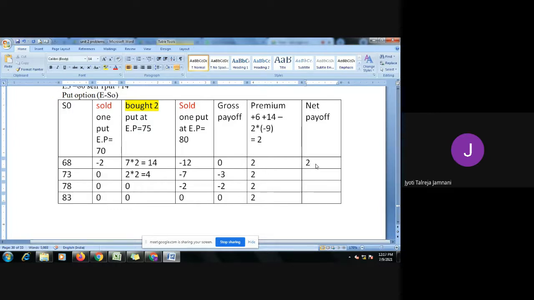Premium we are receiving is 2 rupees. So gross plus premium we are doing. Minus 3 plus 2 is minus 1 loss. Minus 2 plus 2 is 0. And 0 plus 2 is again 2. So this entire thing we have to show in the graph.